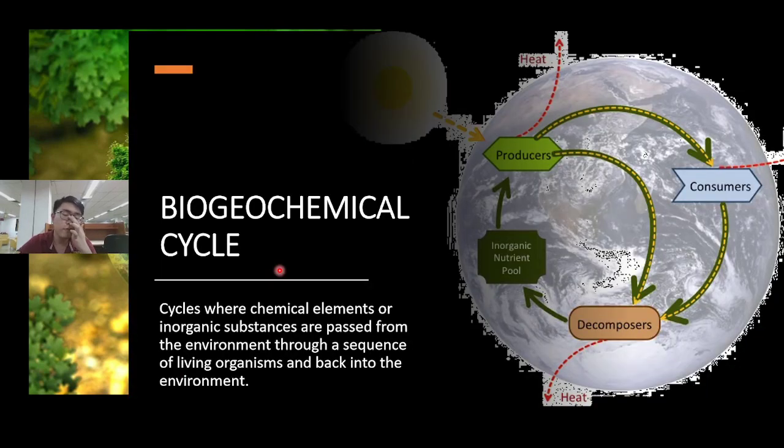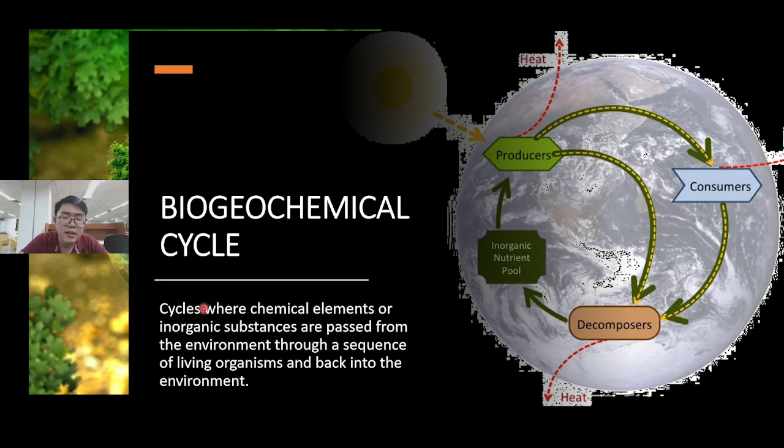First, we have to learn the definition of biogeochemical cycle. Actually, this term biogeochemical is three fields that combine together. It consists of biology, geography, and chemistry. This is why it is combined to become biogeochemical cycle.